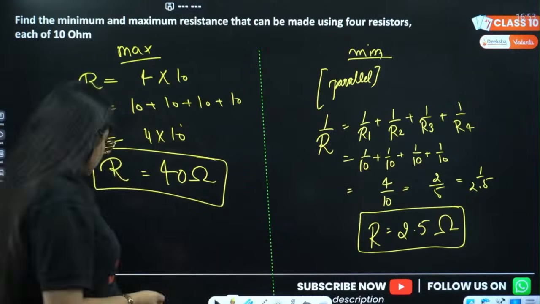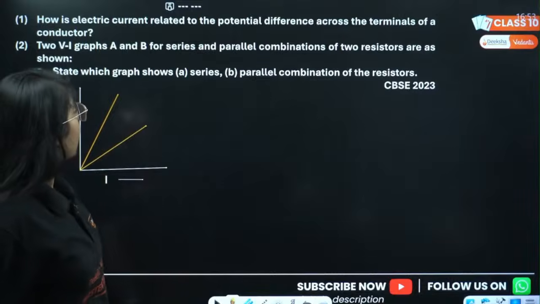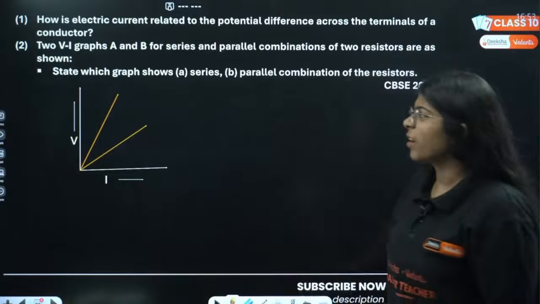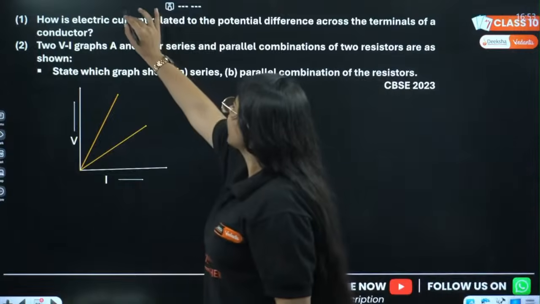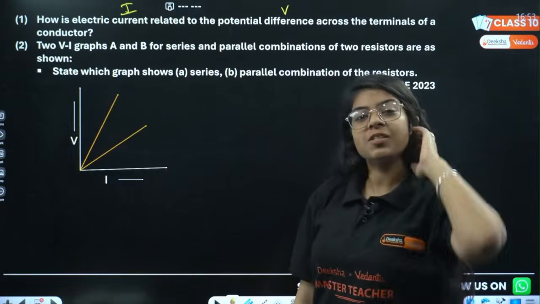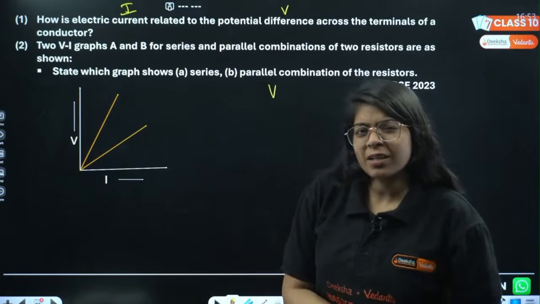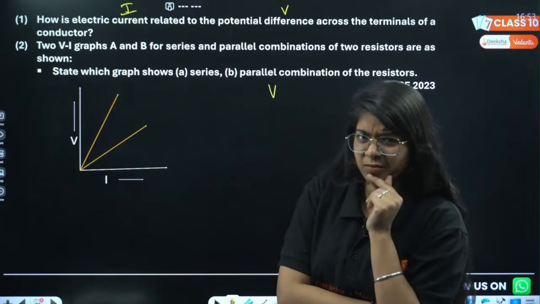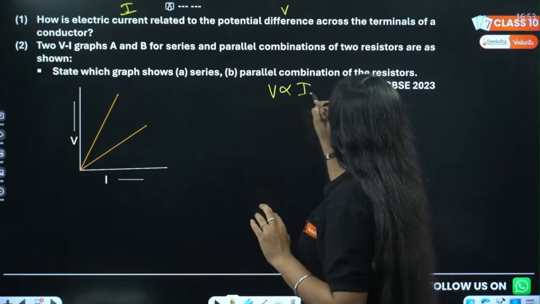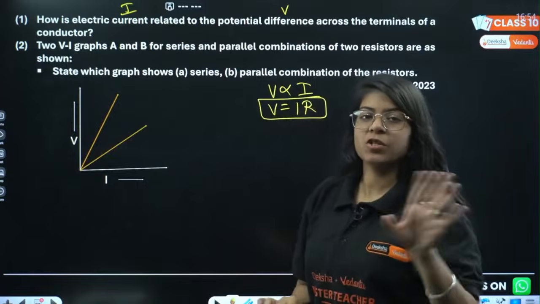चलो next question. How is electric current related to the potential difference across the terminals of a conductor? Ma'am, current and potential difference, V equals IR. Very good. Ohm's law. This is just basic Ohm's law. CBSE is trying to make you confused for a second: इतना easy कैसे पूछ लिया? V is directly proportional to I, so V equals IR. समझ में आ गया? First question done.